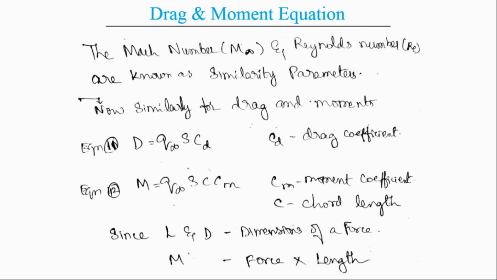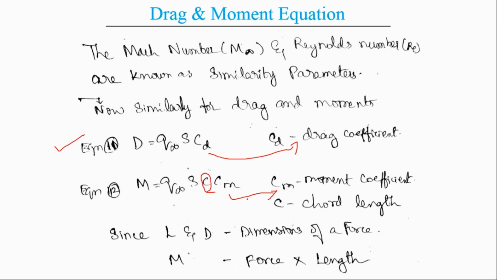Q infinity is a simplification of half rho v square. We can similarly define drag as Q infinity times CD. Instead of CL, we are replacing it with the drag coefficient CD. And the same with moment, we are replacing the coefficient with the moment coefficient. But in moment, we have an additional term C.